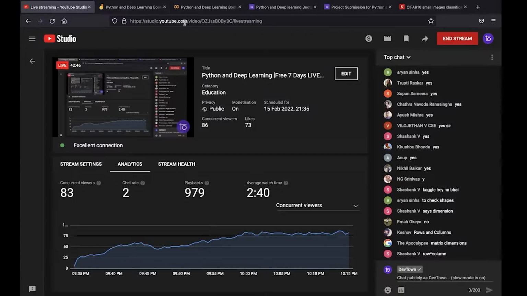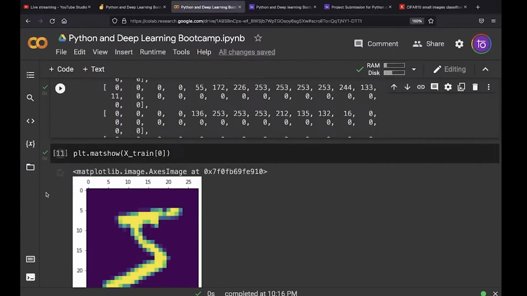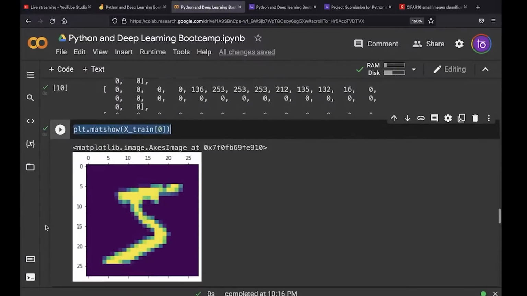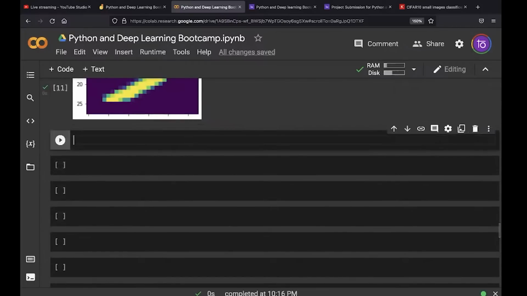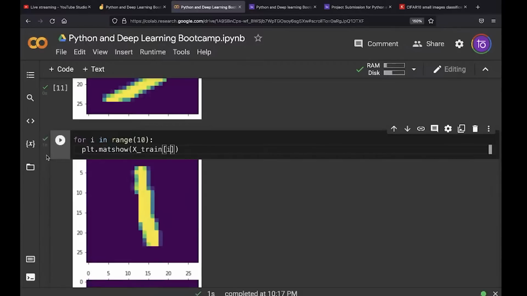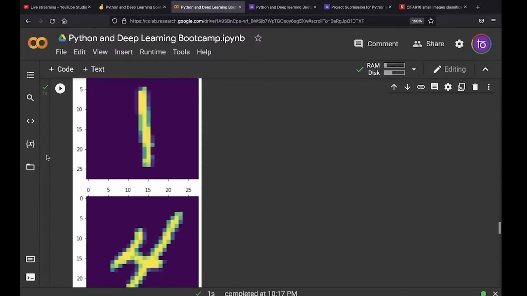Okay, perfect. So if you want to print some more data points, you can print that as well. You can loop this out. So I'm going to say for i in range 10, and instead of the 0, I'm going to replace it with i. What is going to happen? It will print the top 10 images, right? So if you see, these are the top 10 images.